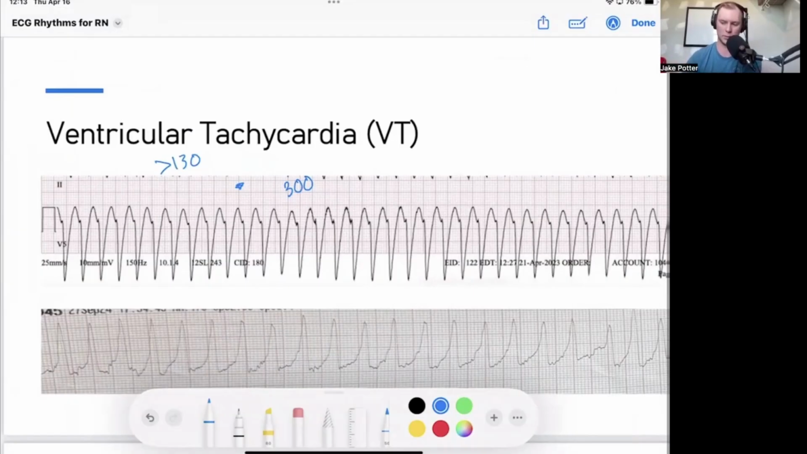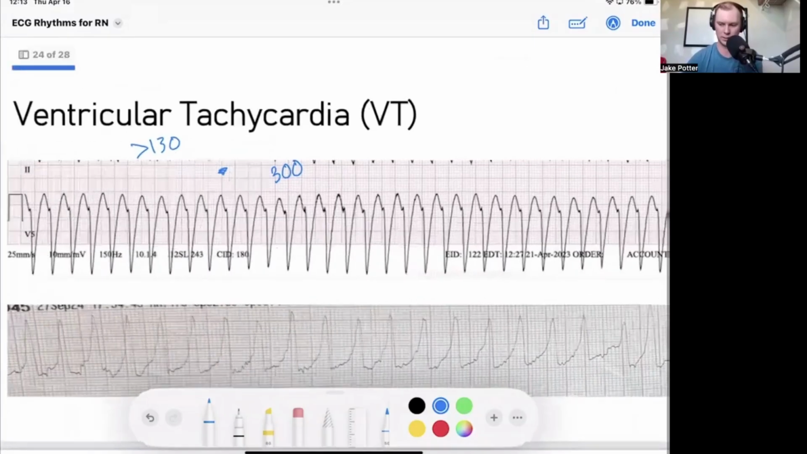So this is a lethal rhythm. This won't sustain for very long. So you need to jump on this, whether it's defib, cardioversion, or antiarrhythmics like amiodarone, lidocaine, those kind of things.